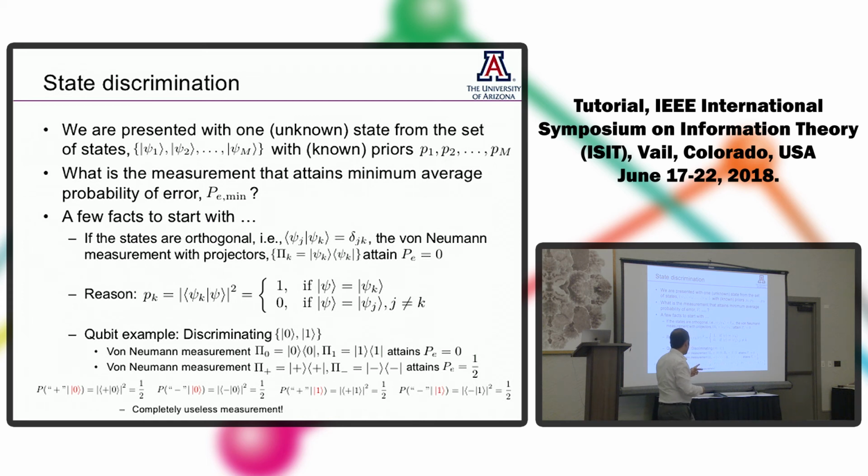What if you picked your measurement as the plus minus vectors? If I pick my measurement vectors to be this 45-degree rotated basis, then no matter which state you get, 0 or 1, you will always get a completely random outcome, plus or minus, because they will both happen with equal probabilities. Your error probability will be 1/2. Okay, so this is a completely useless measurement. So you will always get completely garbage outcomes.